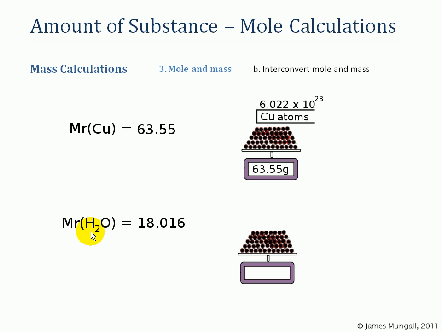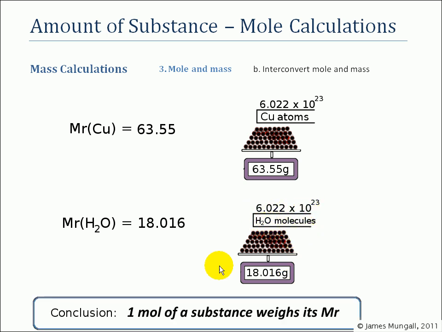We can do this for molecules and compounds as well. So for water, MR is 18.016. Just think of it the other way around. If we therefore have 18.016 grams of water, that will correspond to 1 mole of H2O molecules. So our conclusion here is that 1 mole of a substance weighs its MR.